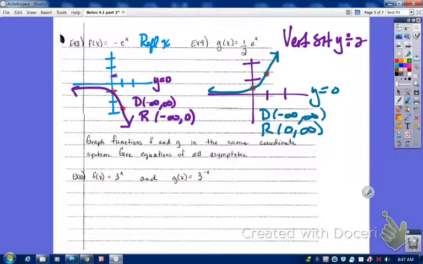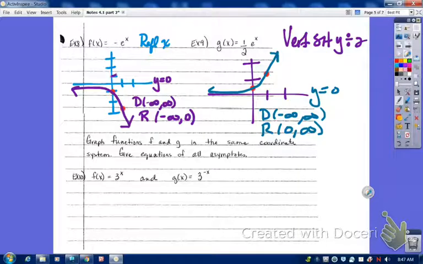Will there ever be a case where the domain isn't negative infinity to positive infinity? You can't do anything to an exponential. You can move it up, down, left, right, flip it over the x, flip it over the y, stretch it, shrink it, and it's always going to go forever to the left, forever to the right. Just the range will change. Okay, any other questions?